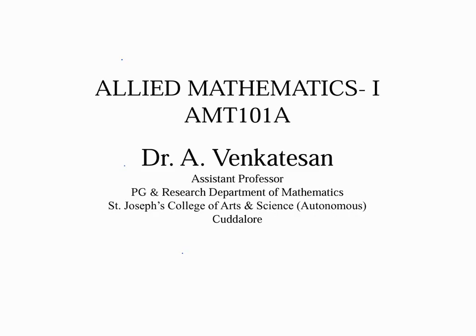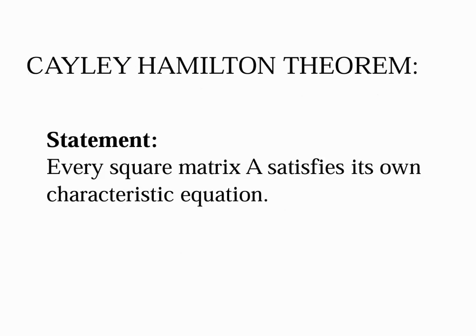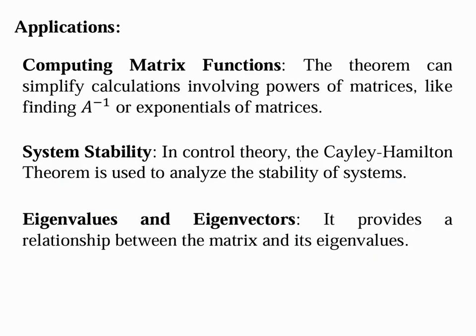In this video, we're going to learn the Cayley-Hamilton theorem from Allied Mathematics. What is the Cayley-Hamilton theorem? Every square matrix satisfies its own characteristic equation. What is a square matrix? A matrix with the number of rows equal to the number of columns. That is, the orders are the same. For example, a matrix of order 3 cross 3, a matrix of order 4 cross 4, or any matrix with n cross n.